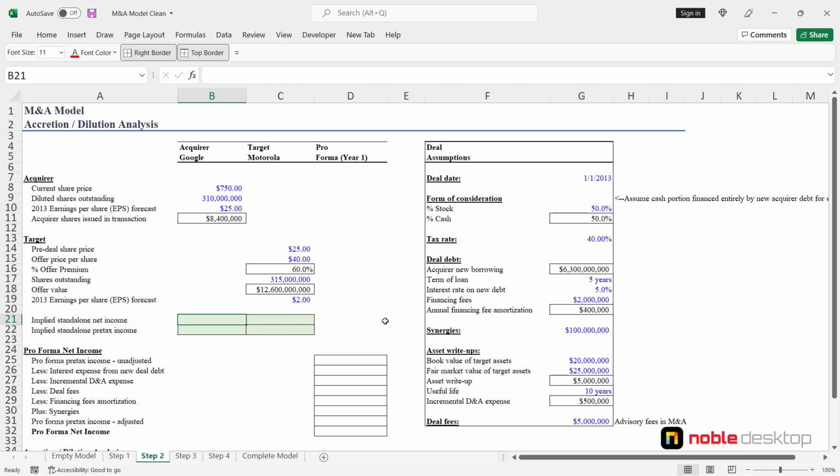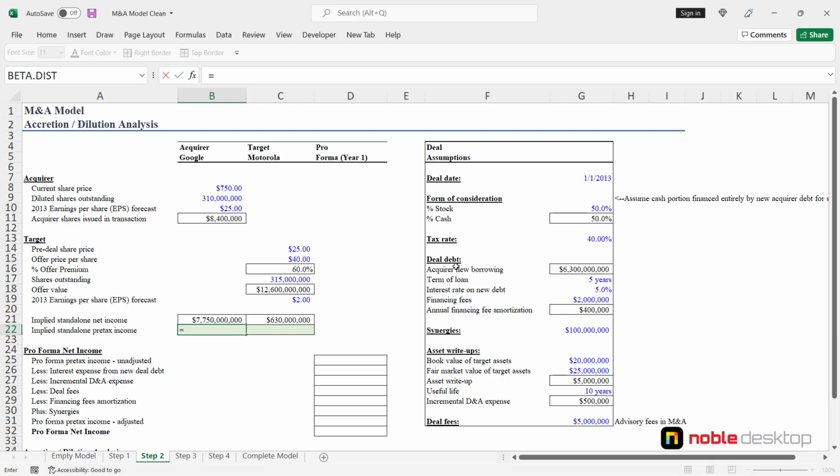So for implied standalone net income of the acquirer, I'm just going to take my diluted shares outstanding and multiply it by my earnings per share forecast, and it will give me $7,750,000,000. And for standalone net income of the target, Motorola, I'm going to use similar logic. I'm going to take the number of shares outstanding and multiply it by the EPS forecast. So it's going to be for Motorola $630,000,000. Wonderful.